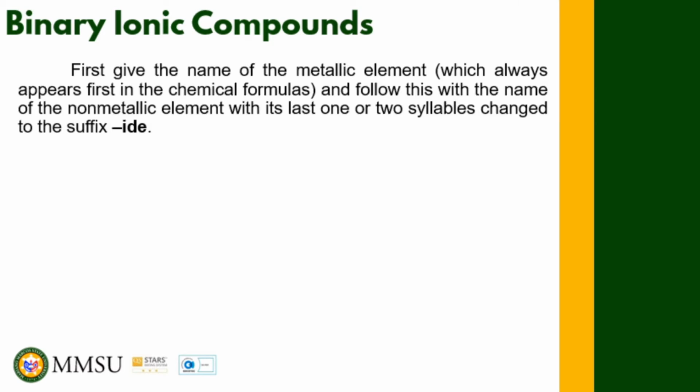So, to name an ionic compound, first give the name of the metallic element which always appears first in the chemical formula. So, yung metallic element in a binary ionic compound always appears first sa chemical formula, and follow this with the name of the non-metallic element with its last word or two syllables changed to the suffix ide, like oxide.